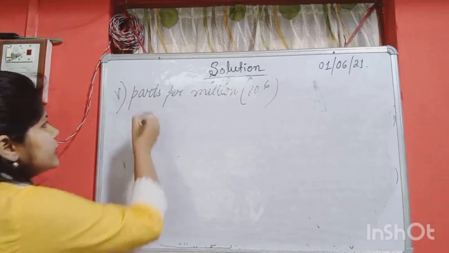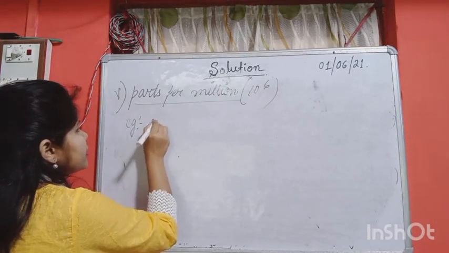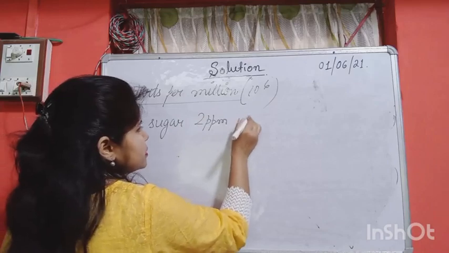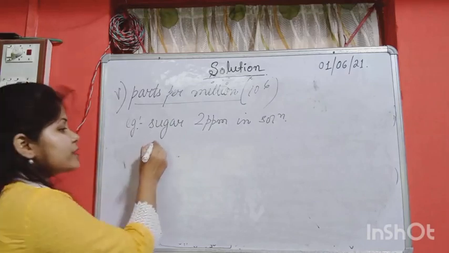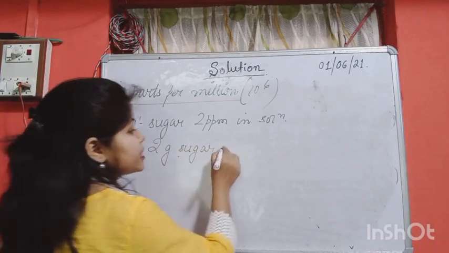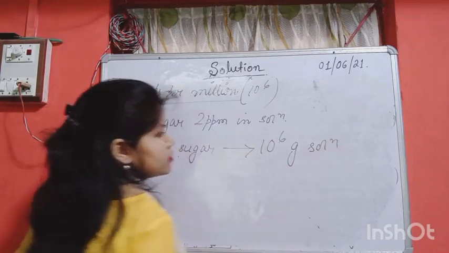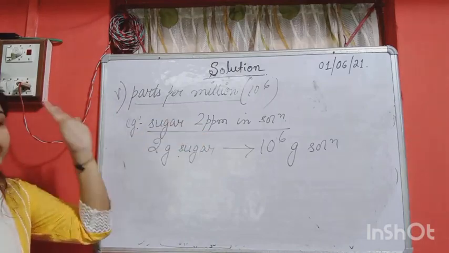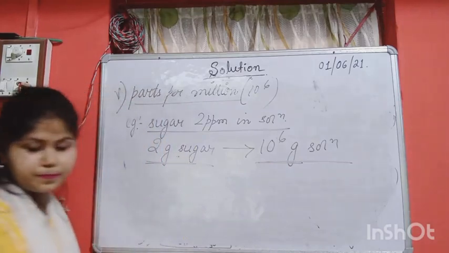So first let me tell you parts per million. Suppose I am taking an example: sugar 2 ppm in solution. That means 2 gram sugar is present in 10 to the power 6 gram solution. Suppose this is the example I am taking. The amount of sugar present in solution is 2 ppm. That means 2 gram sugar will be present in 10 to the power 6 gram solution.